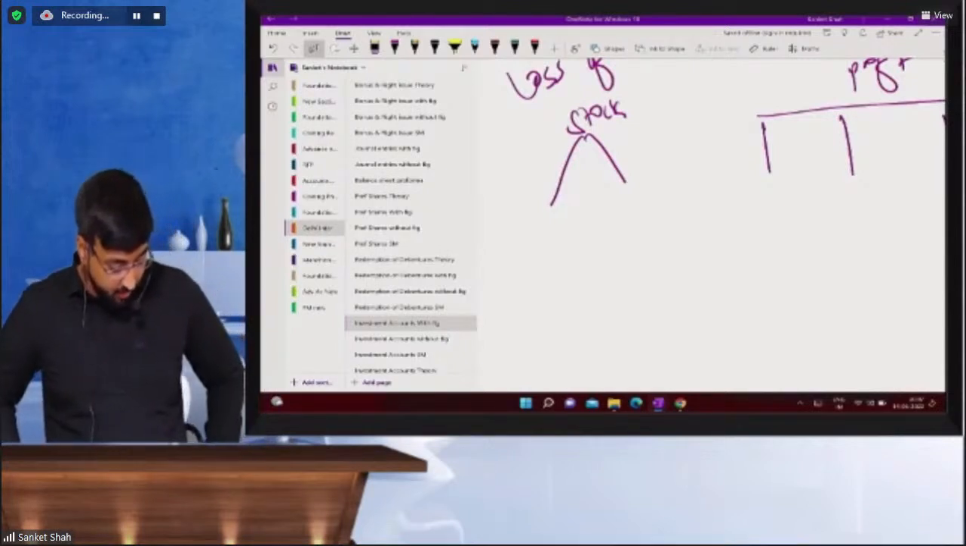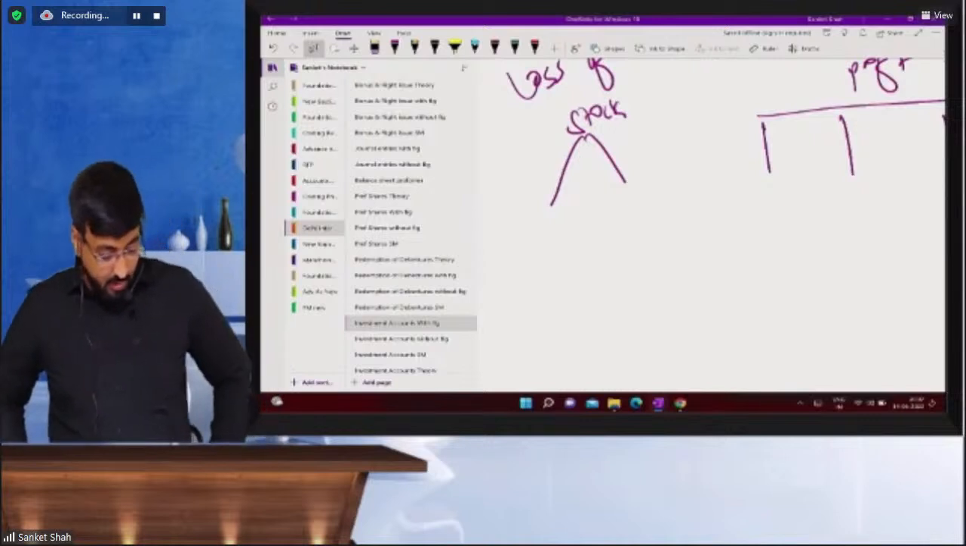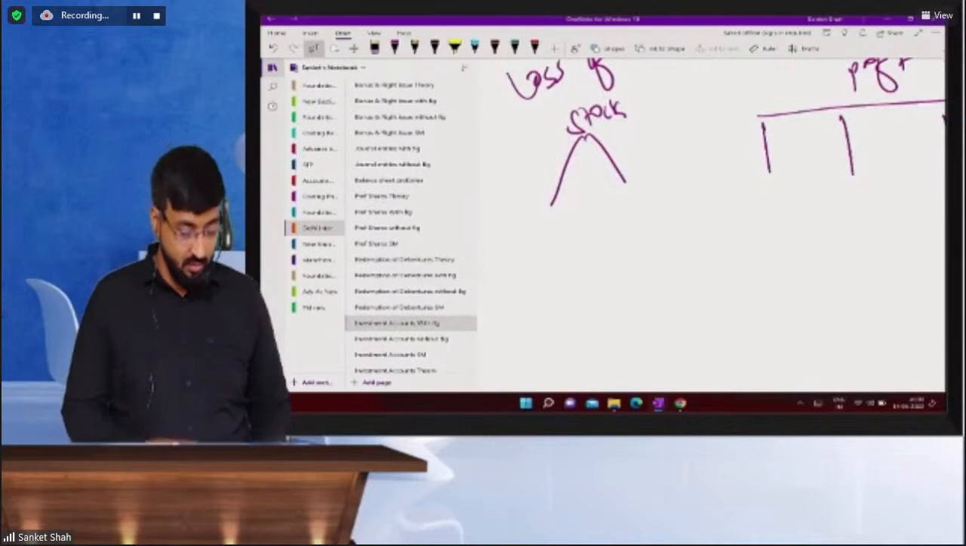ओके. ठीक है. सो कुछ भी डाउट्स होंगे तो आप पूछ सकते हैं मुझे जल्दी से.